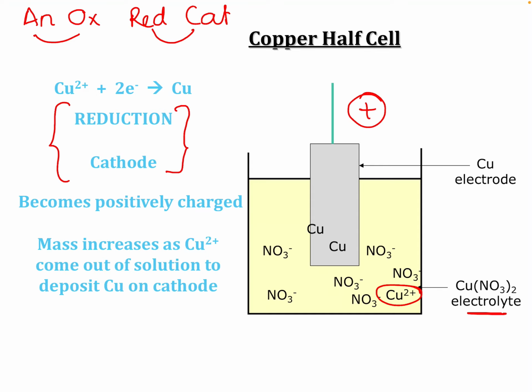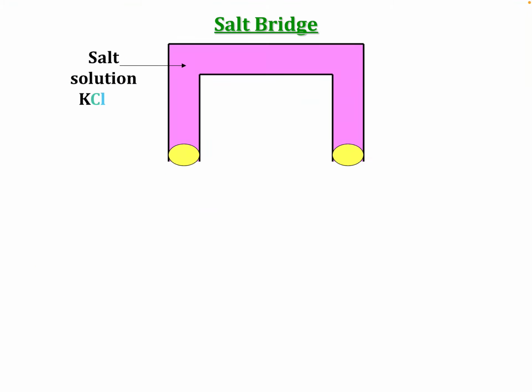But we're not quite putting it all together yet. We've got zinc happening, copper happening, and we're forcing the electrons to move across. But if we just put the two together, actually nothing's going to happen. We need something called a salt bridge.